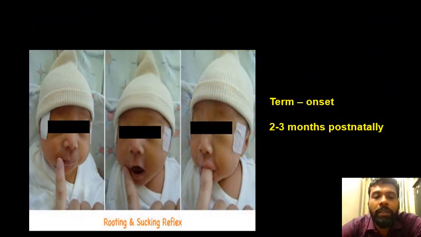Now this is the rooting or sucking reflex. Okay, stroking the infant's cheek, and the infant turns the head to that side and makes sucking motions. Okay, it is usually seen in term babies, and it lasts till 2 to 3 months postnatally.